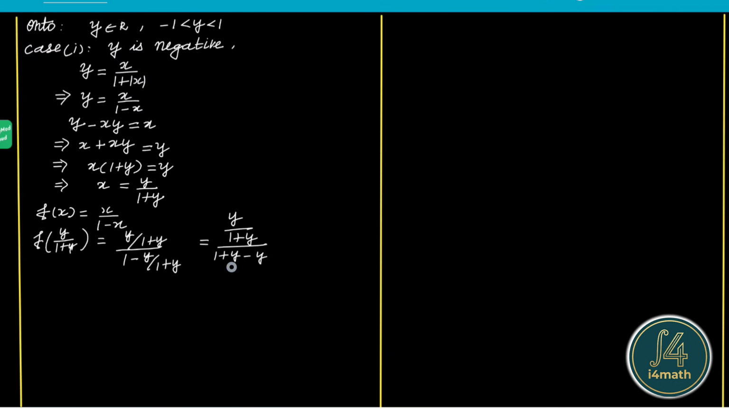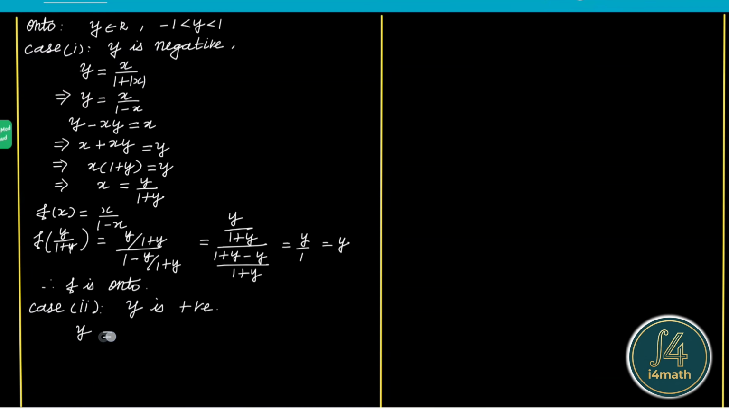So what you will get? y divided by 1 plus y minus y. Cancel y minus y. So we will get y divided by 1, that is y. So f of y divided by 1 plus y which is equal to y. That is, f of x equal to y. So f is onto. Next, case number 2. y is positive.